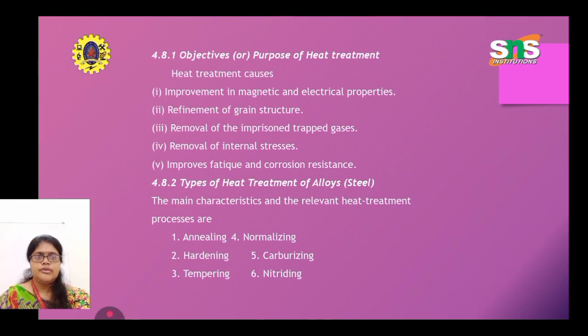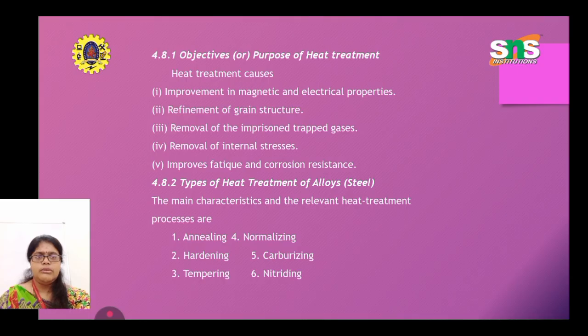What are the objectives or the purpose of heat treatment? Heat treatment causes improvement in magnetic and electrical properties, refinement of the grain structure, removal of the imprisoned trapped gases, removal of internal stresses, and improves fatigue and corrosion resistance. Types of heat treatments of alloy steel: the main characteristics and the relevant heat treatment processes are annealing, hardening, tempering, normalizing, carburizing, and nitriding.